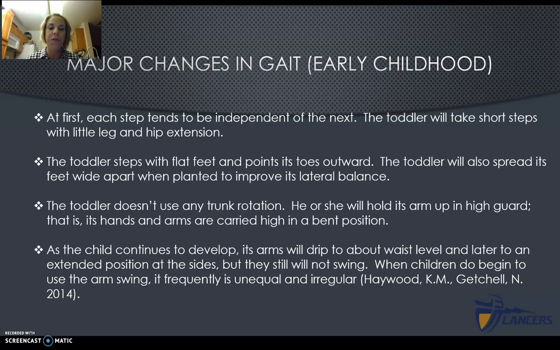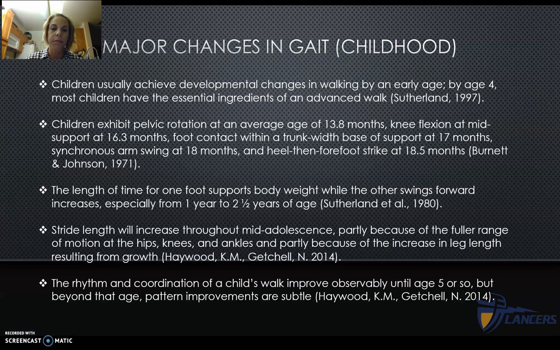The toddler doesn't seem to use any trunk rotation. In addition, the toddler will also hold its arms up in a high guard. That is, its hands and arms are carried in a high and bent position, kind of like a penguin shuffling around. As the child continues to develop, its arms will dip down to about waist level and later on to an extended position at the sides, but they still will not swing. When children do begin to use the arm swing, it frequently is unequal and irregular.